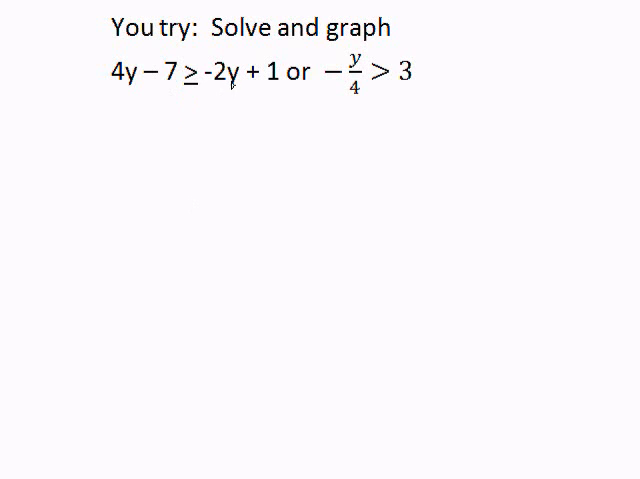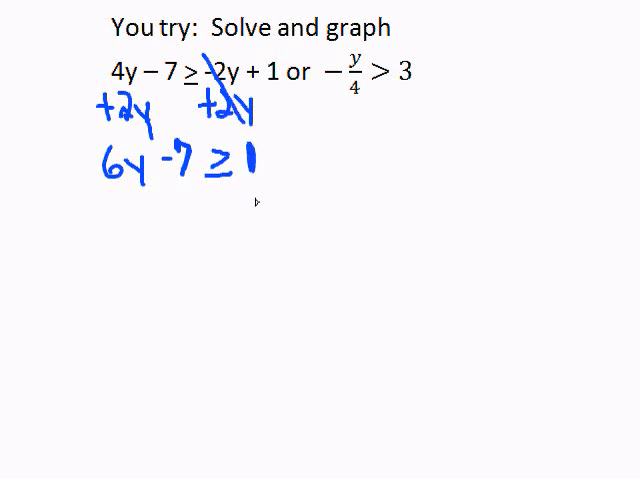For this example, I would solve the left inequality first by getting the y's on the same side. I'm going to choose to add 2y's to both sides. This leaves me with 6y minus 7 is bigger than or equal to 2y, negative 2y cancel, positive 1. Notice again, we treat each inequality completely separately as if it were a separate problem. And then we'll graph both of them on the same number line.